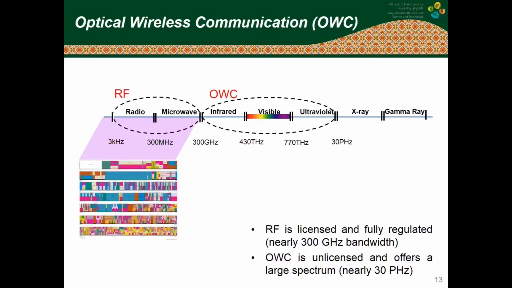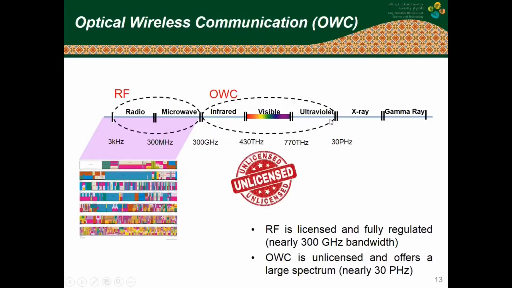So if you want to summarize, this is what we call the RF part of the spectrum, and that's quite congested. This is where most of the work has been done, where most of the current and emerging wireless communication systems are operating. And the idea is to move towards the optical part of the spectrum, which includes three parts: infrared, visible, and ultraviolet, and start using it for wireless communication purposes.